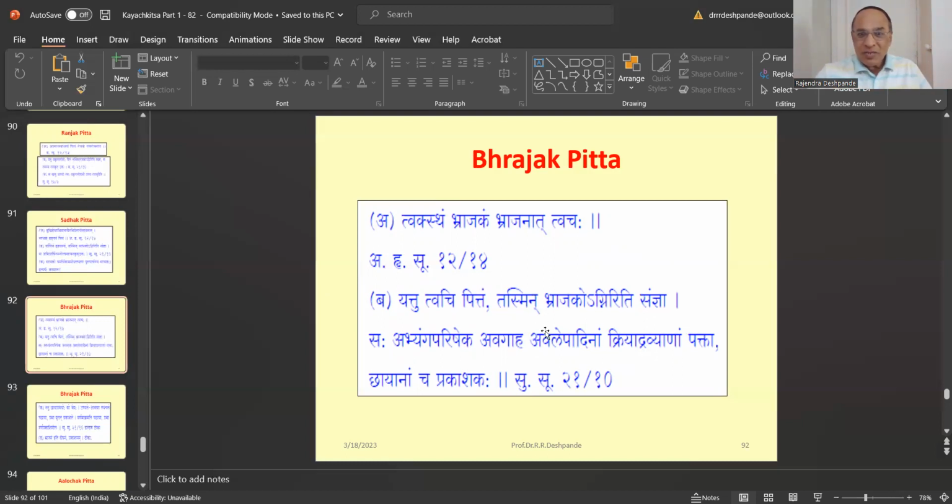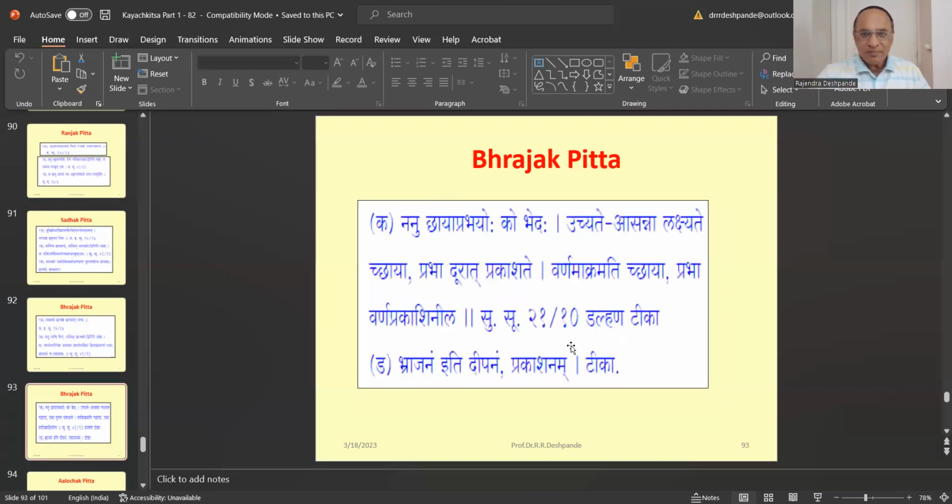Okay. So, Abhyang Parishek, oil massage, pouring of the oil or the tub bath, Avagah, Avalepadinam Kriyadravyanam Pakta. Their digestion is also taking place through the skin. Chayanam cha prakashaka, color and complexion is done with the Bhrajak Pitta. This was slide number 92. Now I will go to 93.